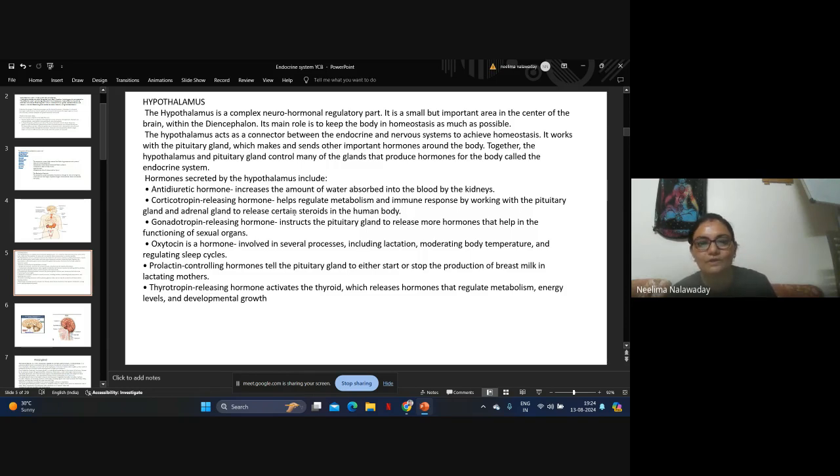So corticotropin releasing hormone helps regulate metabolism and immune response by working with the pituitary gland.